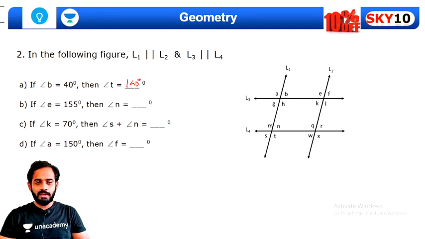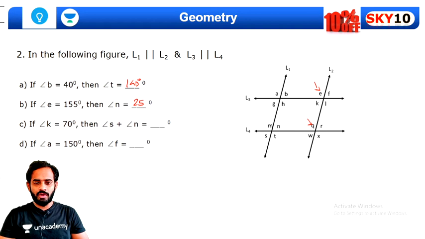Now value of angle E is given as 155. If the value of angle E is 155, then the value of angle Q will also be 155. Q and N are interior angles, so their summation will be 180 degrees. So 155 plus 25 comes out to be 180 degrees. So the value of N will be 25 degrees. Very simple, guys. I hope there is no doubt.